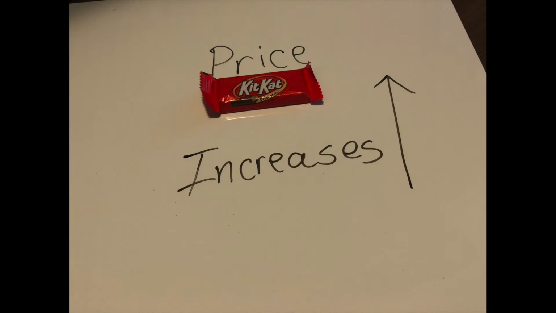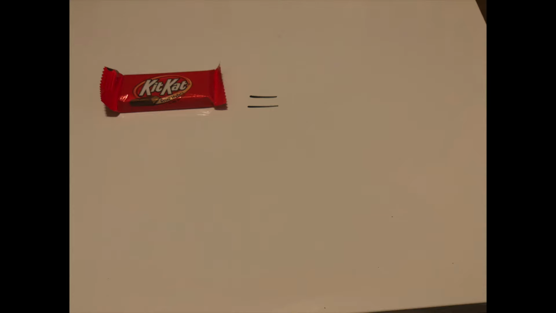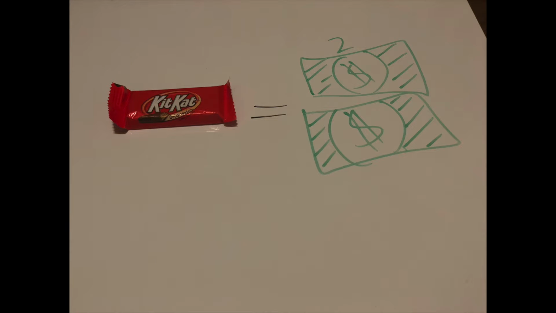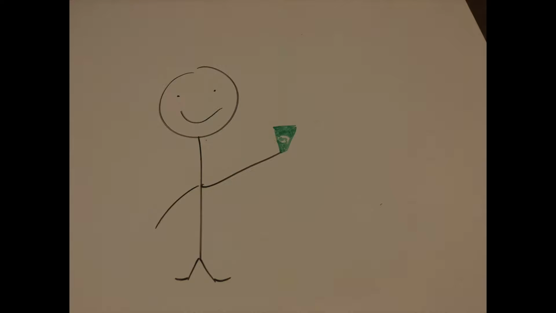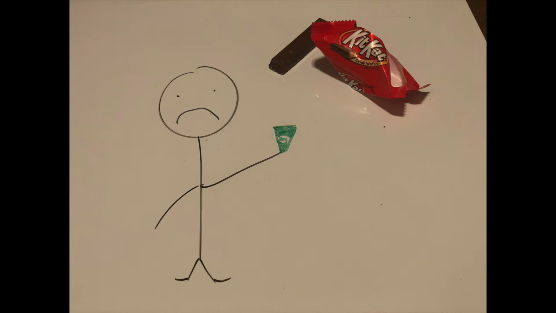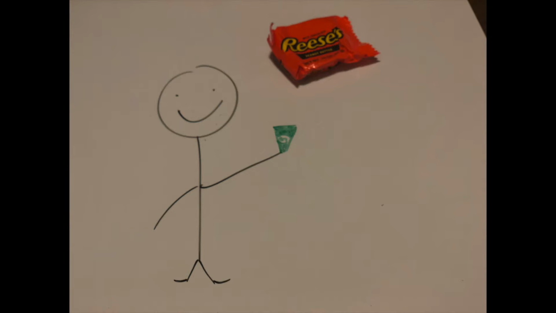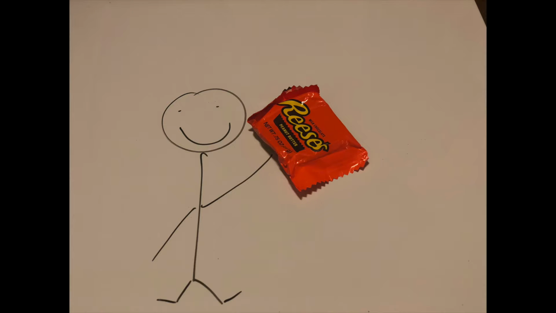But then suppose for some reason the price of a Kit Kat bar increases to $2. Then, our same Kit Kat consumer, who had $1 per day to spend on candy, can only afford half a Kit Kat bar. This would lead most consumers to buy an alternate good, such as the Reese's.